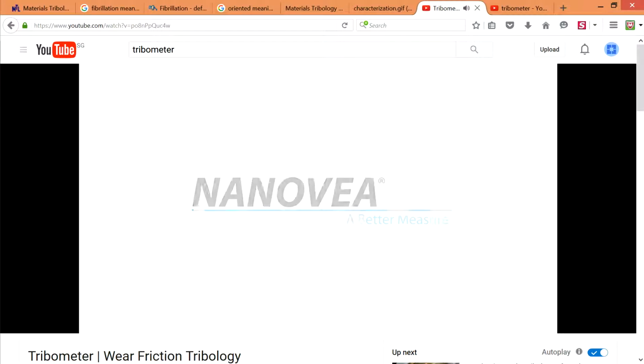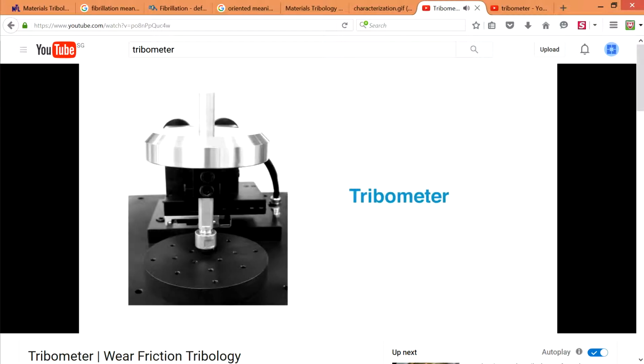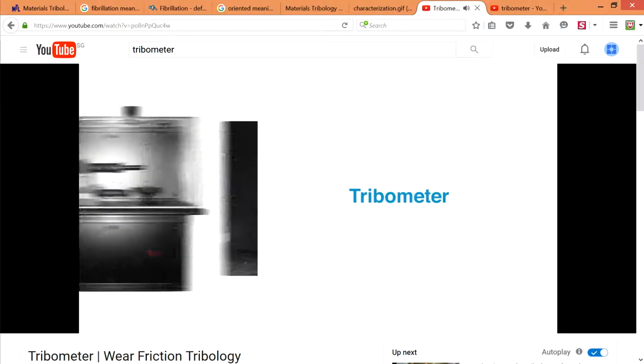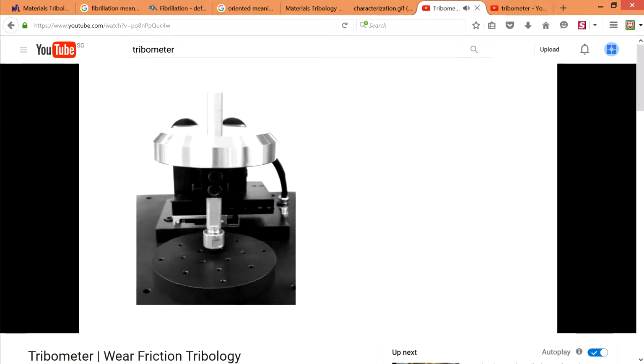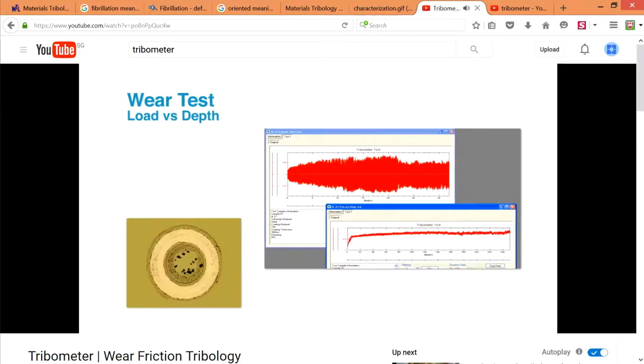Meet the Nanovia Tribometer, the most highly advanced tribometer with the widest range of speeds for micro through macro, rotational and linear wear testing modes. With a single system, the tribological properties of liquids, hard coatings and substrate materials can be precisely tested in environmentally controlled conditions. Like most tribometers, our wear test is based on constant load versus depth measurement. During the wear tests, Nanovia's user-friendly software builds a detailed graph of load, depth and friction.